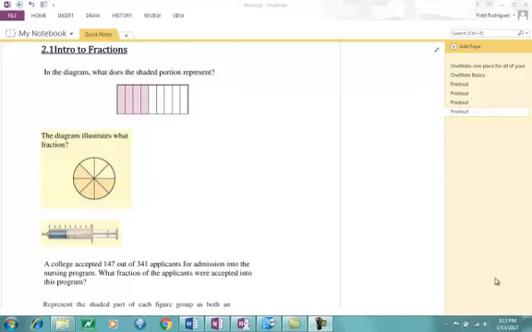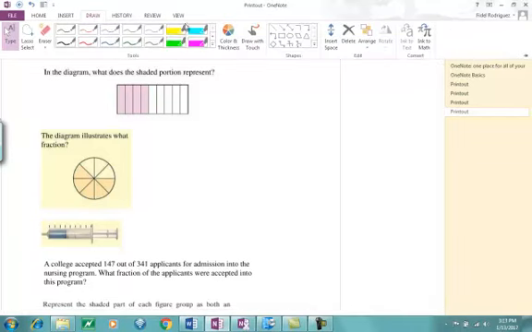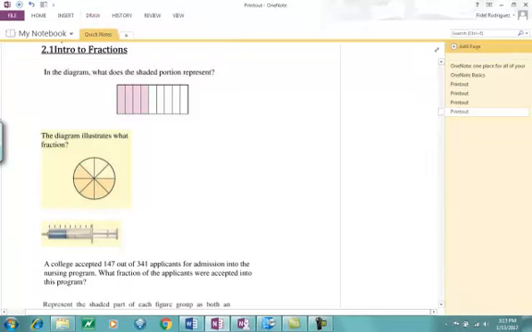Okay, so for the next section, we're going to go through 2.1, which is an introduction to fractions. The first problem says, in the diagram, what does the shaded portion represent? First thing we're going to do, we're going to write a fraction. I notice we have 1, 2, 3, 4 shaded bars out of 5, 6, 7, 8, 9 bars total. That's all a fraction represents, the part of the whole.